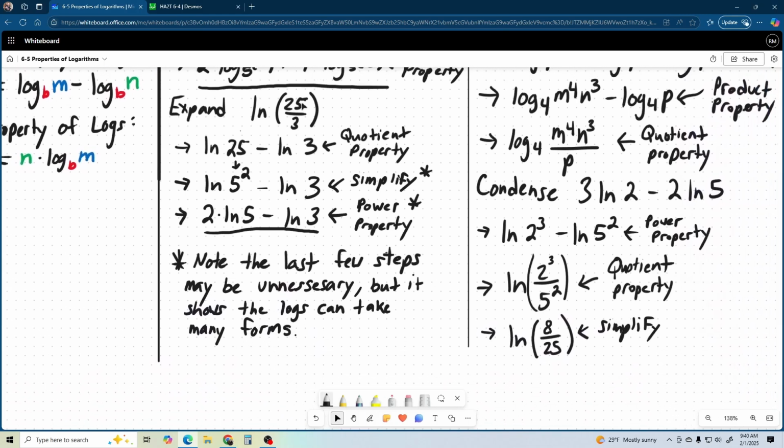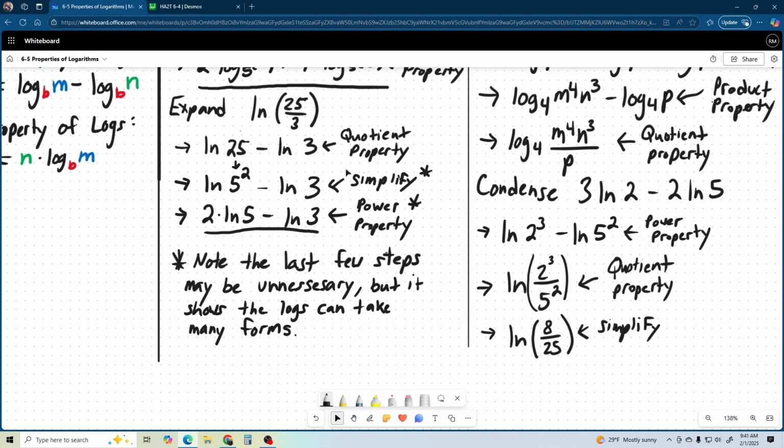All right, so now let's expand this one. Let's do the ln of 25 over 3, okay? Now remember, ln is just a log. It's known as the natural log. It's a log with a base of e, right? But in this case, we're just expanding and working with the logs, so we don't really need to worry about that. But just so that you know where this ln is coming from, I wanted to touch on that again.